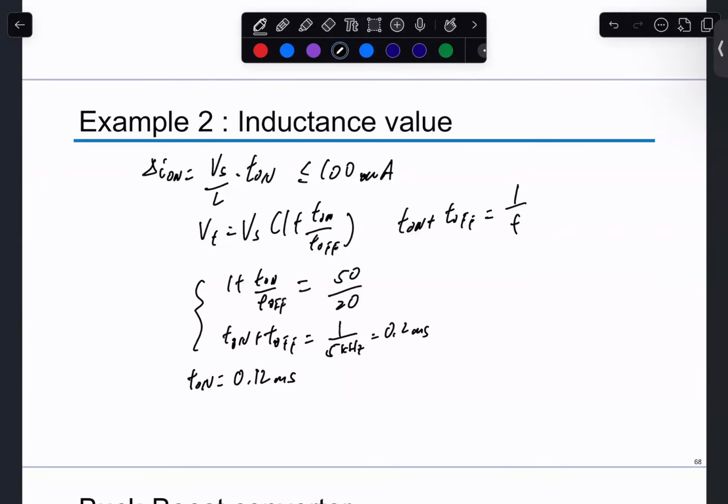Then our requirement is Vs over L times 0.12 milliseconds, less than 100 milliamps. For the limit of 100 milliamps, I just have this as an equality. Solving this gives L equals 24 millihenries.